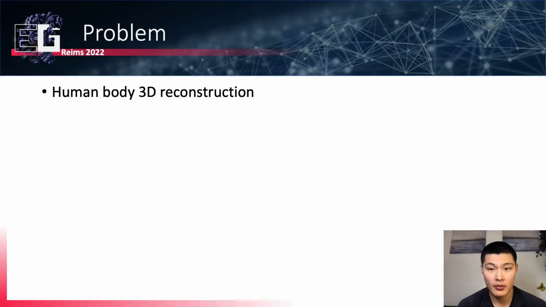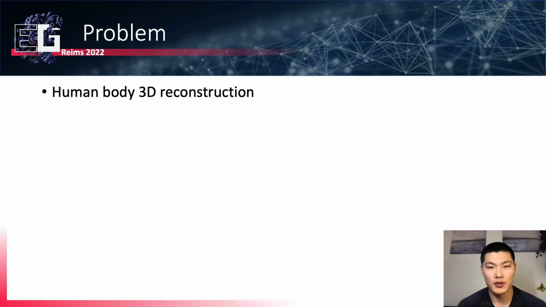Now, let us start by introducing the problem of our work. We work on the problem of human body 3D reconstruction. In general, 3D reconstruction refers to the problem of modeling a physical object in 3D space. This is an ill-posed problem due to the fact that multiple 3D scenes may correspond to the same 2D image, an issue which we refer to as 2D ambiguity.